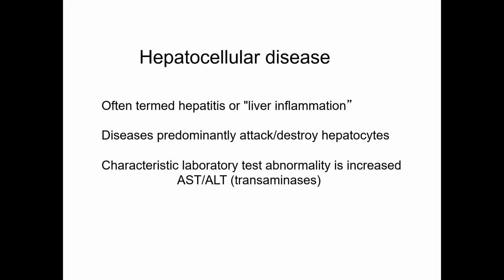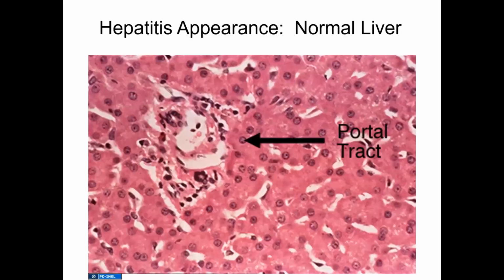These diseases, which we refer to as hepatocellular diseases or hepatitis or liver inflammation, are diseases that predominantly attack or destroy your hepatocytes. So they eliminate, they destroy, they injure your hepatocytes. And of course, because the hepatocytes are your primary functional liver cells, destroying them will lead to derangements in terms of the function of the liver. Characteristic laboratory test abnormalities will include elevations of your AST and your ALT, or your transaminases.